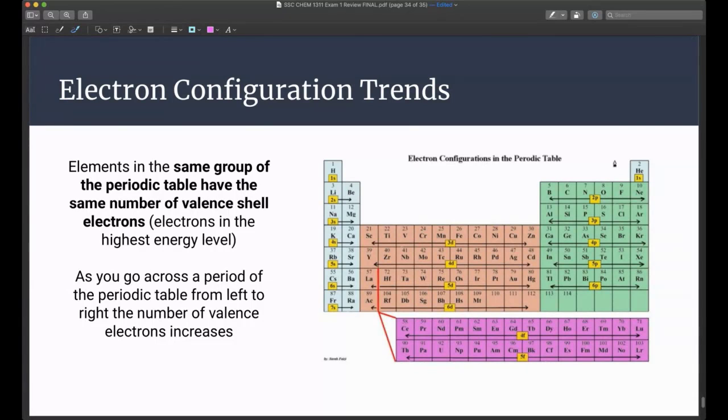And then group 1A, which are our alkali metals, all have 1 valence electron. On group 2A, everyone has 2 valence electrons, and so forth. As you go across the periodic table from left to right, the number of valence electrons in the highest shell increases.